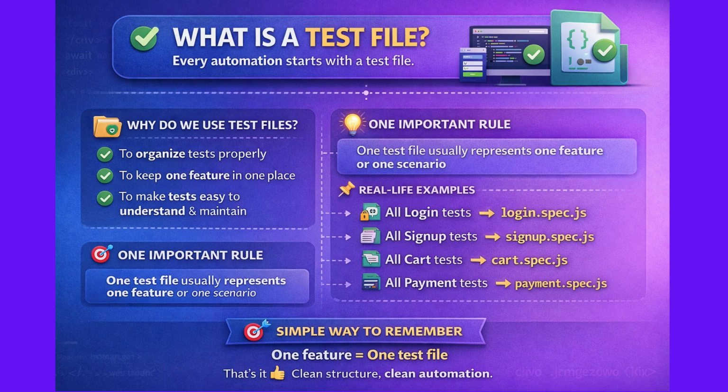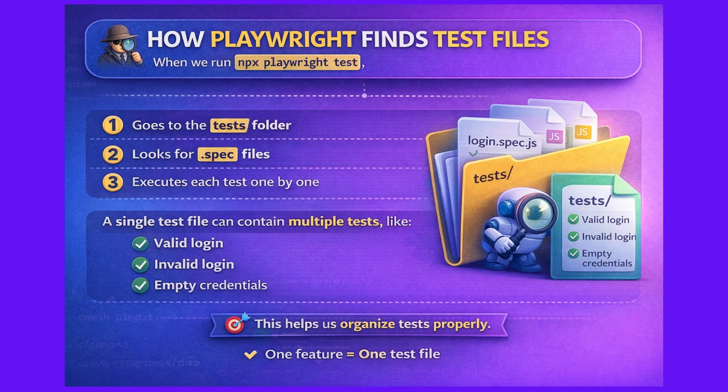Second, how Playwright finds the test files. When we run the npx playwright test command, Playwright does three things internally. First, it goes to the tests folder, then it looks for .spec files, and finally it executes each test one by one. We don't need to configure anything right now. Playwright handles this automatically.